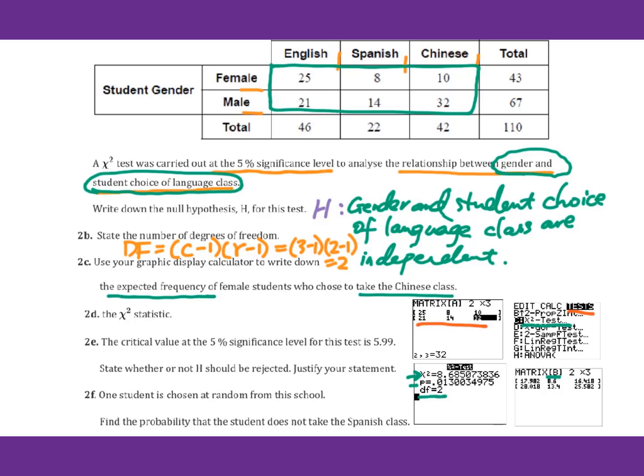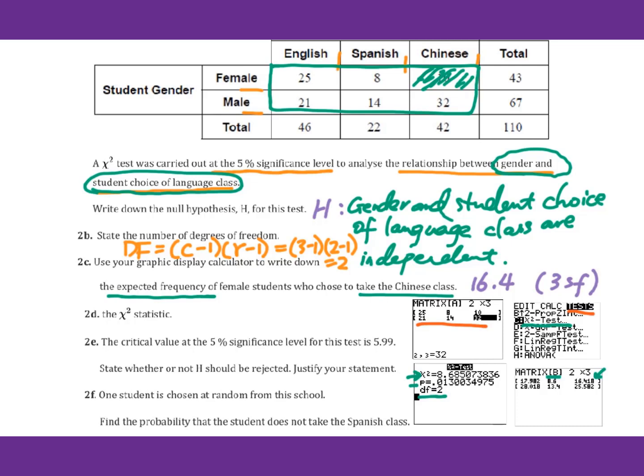Then you go back to matrix B, you are given this expected frequency table. Since I'm looking for the female who are taking Chinese class, we are looking for this, which means here, 16.418. When you write down your answer, make sure it's 3 significant figures. Therefore, your answer will be 16.4. Remember 3 significant figures when you write down your answer.